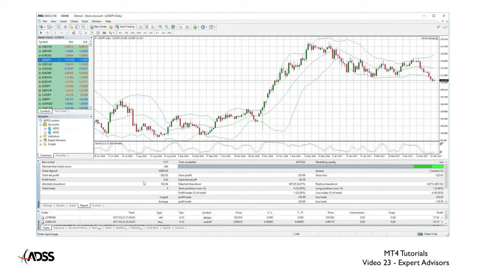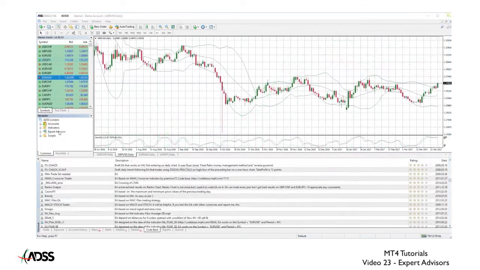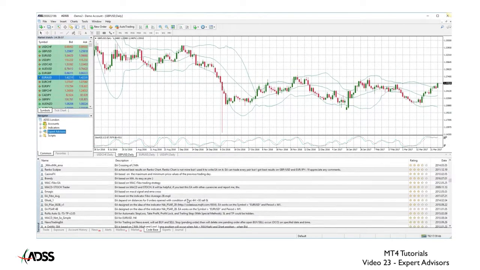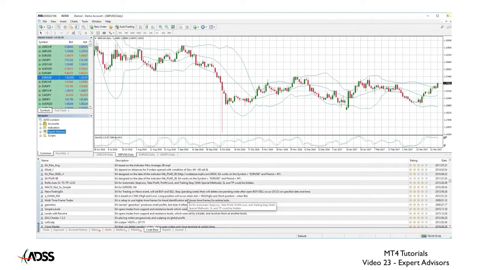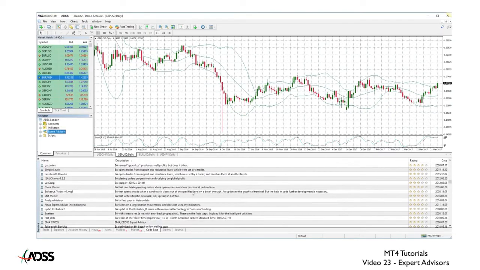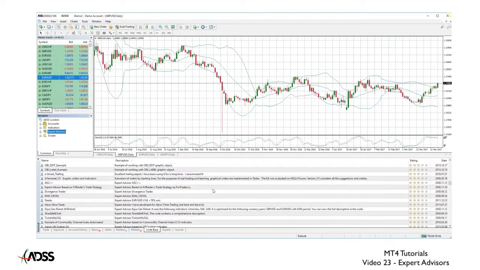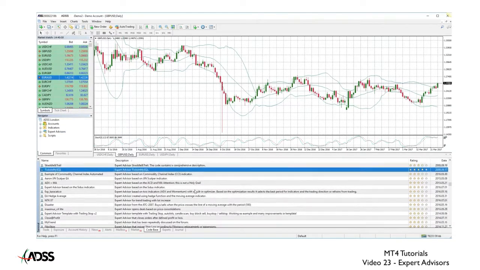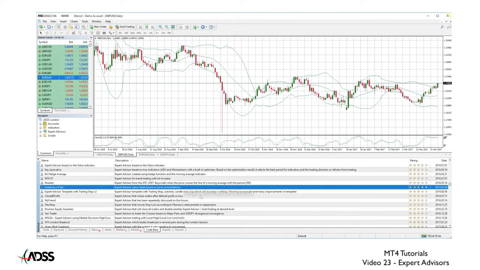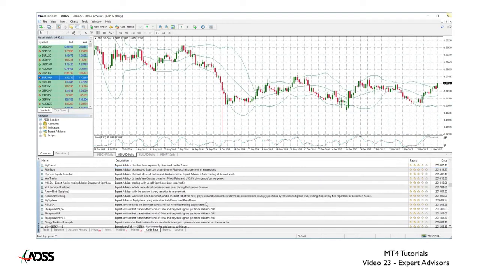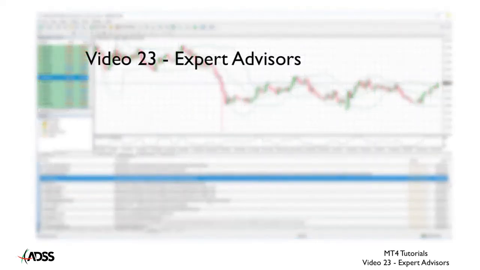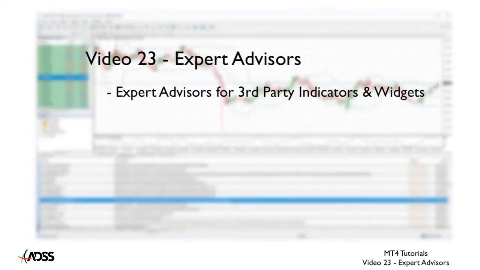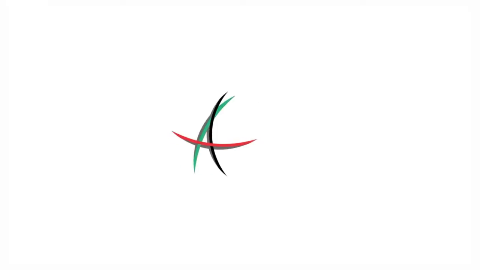Trading expert advisors or robots are not for the beginning trader and are not for everyone. We would highly recommend mastering manual trading first to gain an understanding of how MT4 and the markets work, before delving into the world of automated trading. If you do, you will need to spend a bit of time to study how these work and how to modify and optimize your strategy. In this lesson, we looked at expert advisors for third-party indicators and widgets, and expert advisors for automated trading or robots.